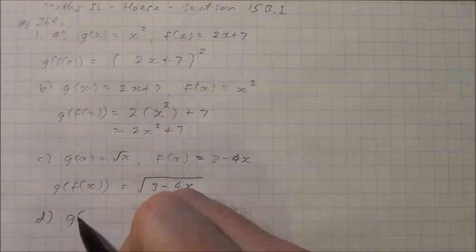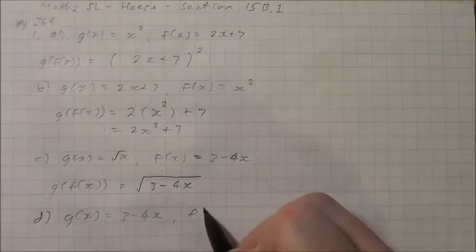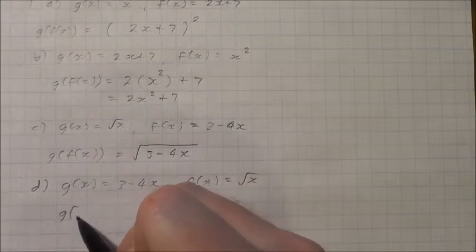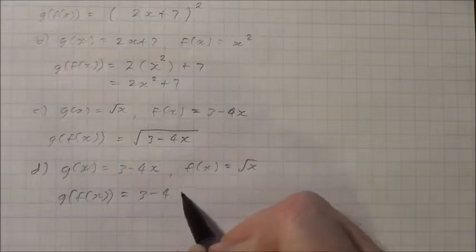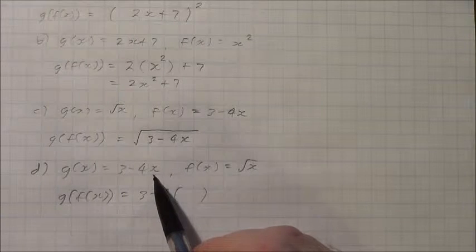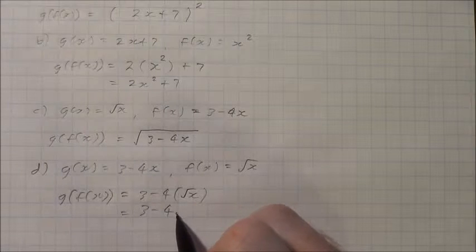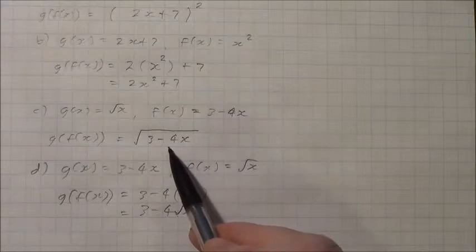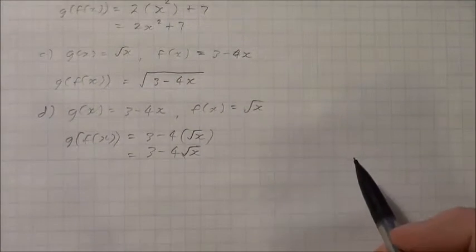Part D, g of x now is 3 minus 4x, and f of x is root x. So when you find g of f of x, we've got 3 minus 4, and now we're substituting root x into the x for g of x, so we get 3 minus 4 root x, which is different than root 3 minus 4x from part C.